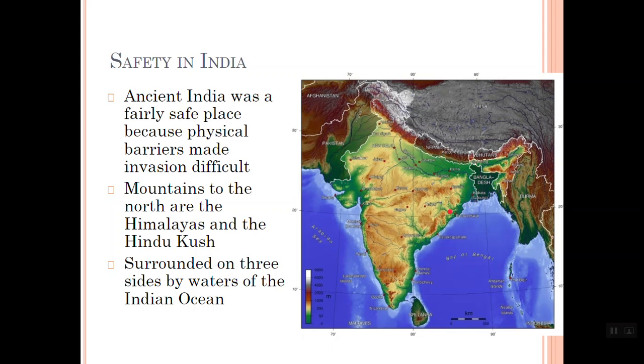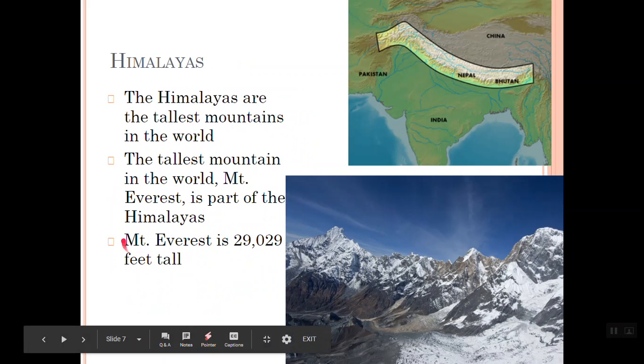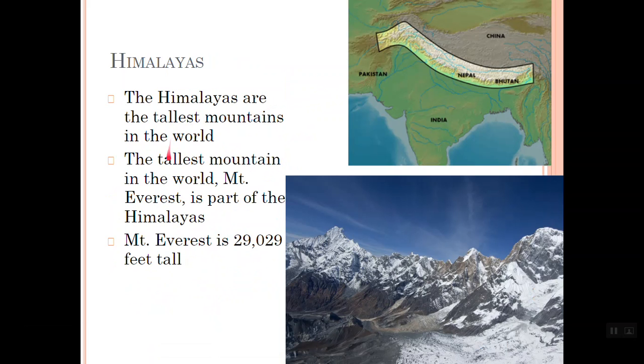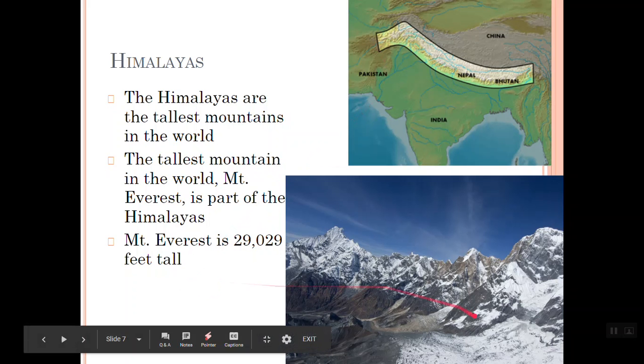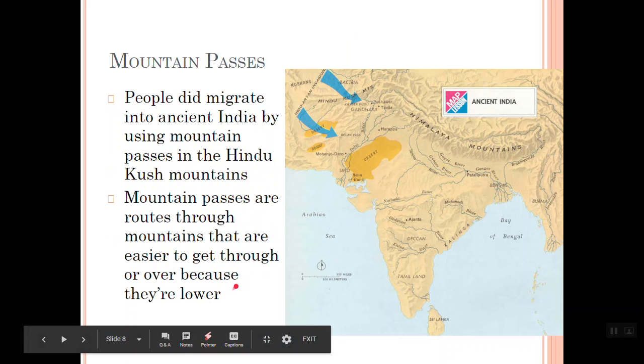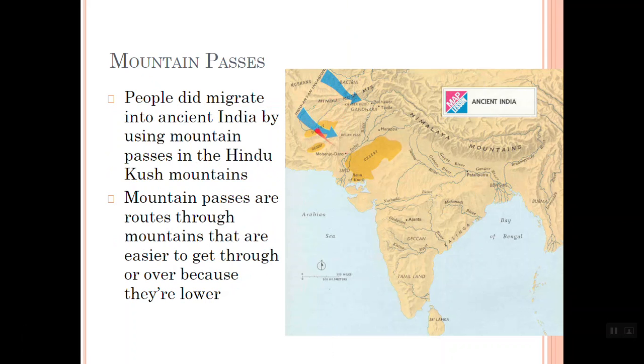However, it's also very easy to be isolated from the rest of the world as well. The Himalayas are the tallest mountains in the world. The tallest mountain in the world is Mount Everest, which is part of the Himalayas, and it's 29,029 feet tall. Just to give you an idea, there are thousands of people that want to climb Everest every year because of that.